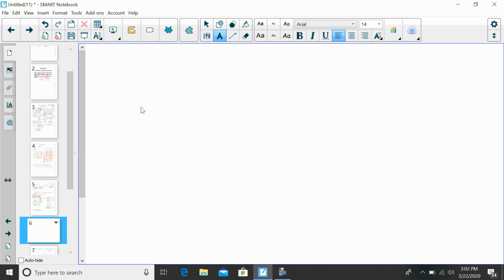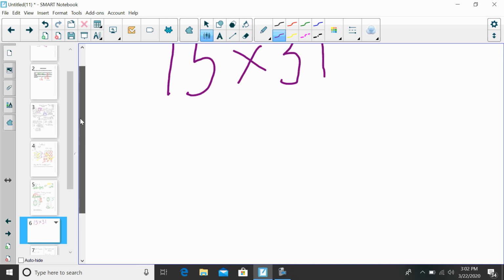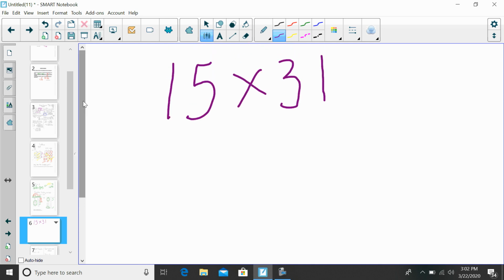So use the Egyptian doubling method right now to multiply, for a little bit of extra practice. Let's multiply 15 times 31. So again, you can choose to either double the 15 or double the 31. All right, so let's pause for a minute while you try this.